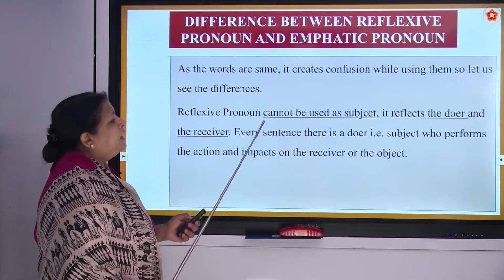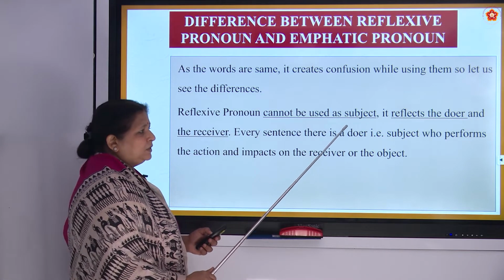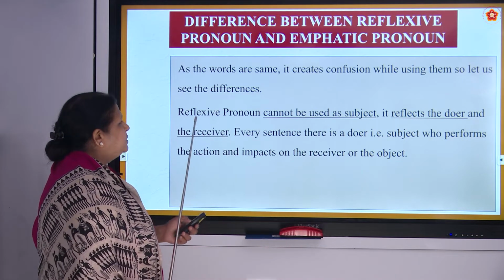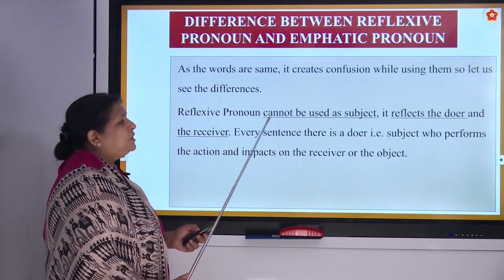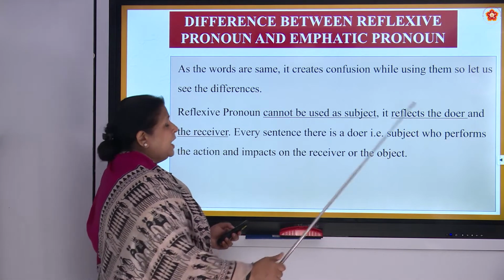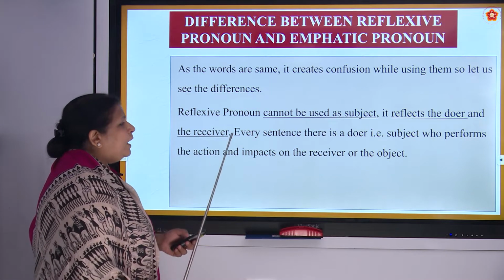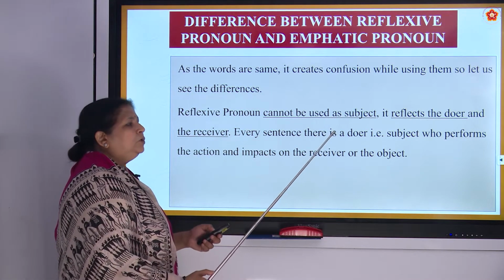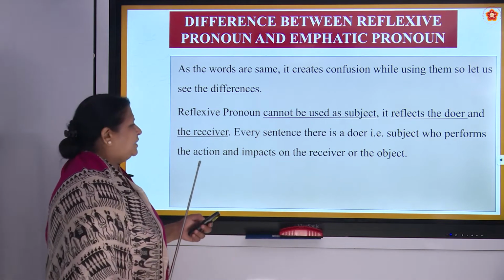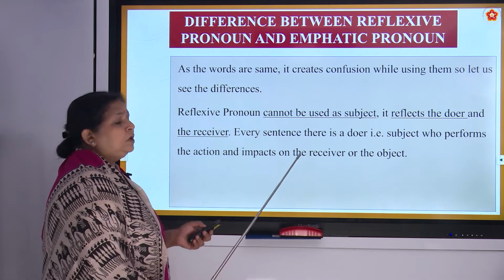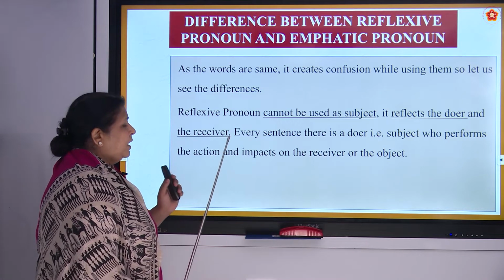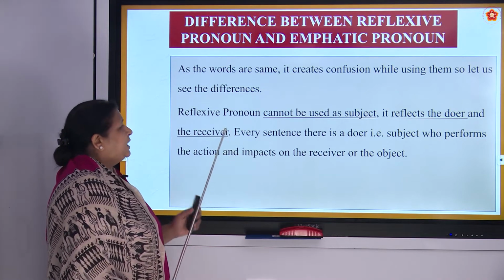Reflexive pronouns cannot be used as subject. They reflect the doer and the receiver. In every sentence there is a doer, that is the subject who performs the action and impacts on the receiver or the object. Understood? I am reading it very slowly, so you will understand.